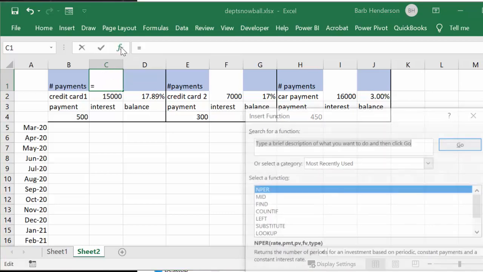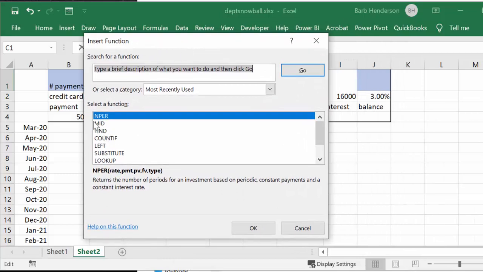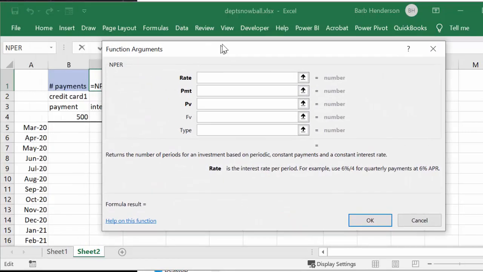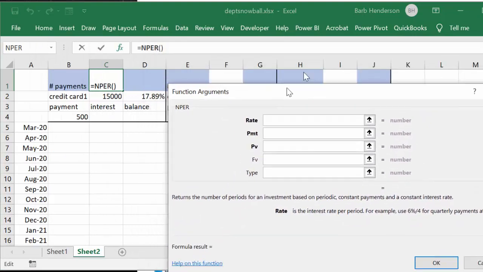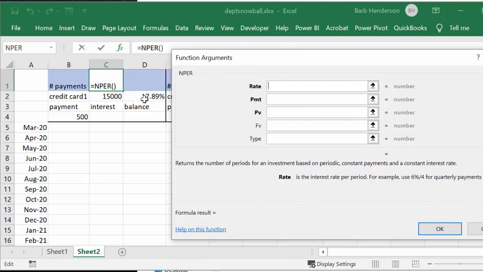And so you press your FX key, and I don't need to search for it because I've already used it. It's NPER, and so I'm going to select that and say OK. This handy dandy little function works great. Let's figure out first of all, the interest is here, but that's the interest for the year. So let's divide it by 12 and we'll get the interest for each month.